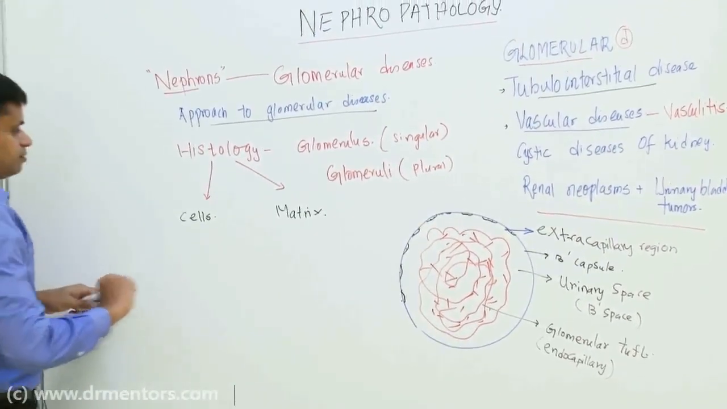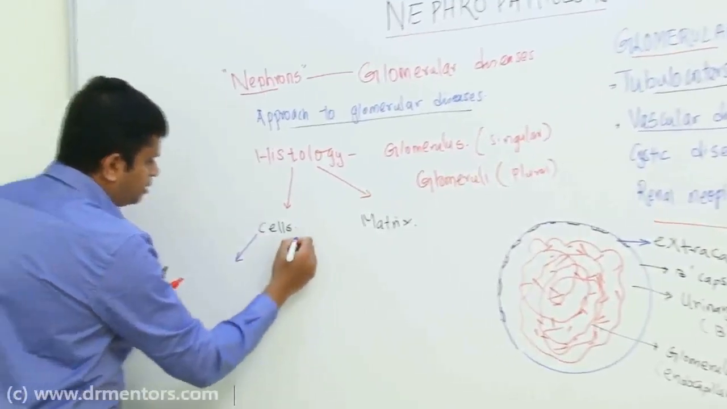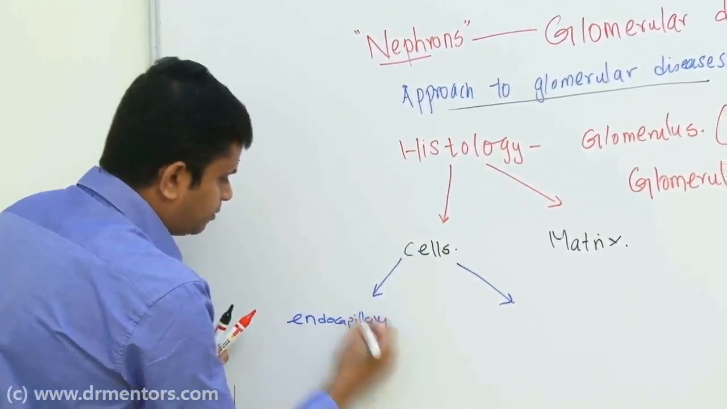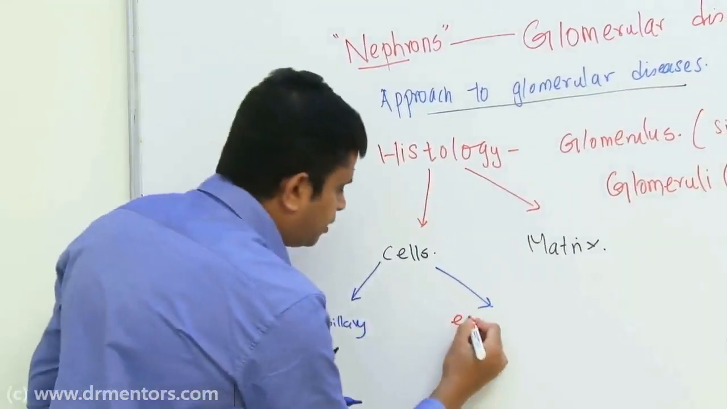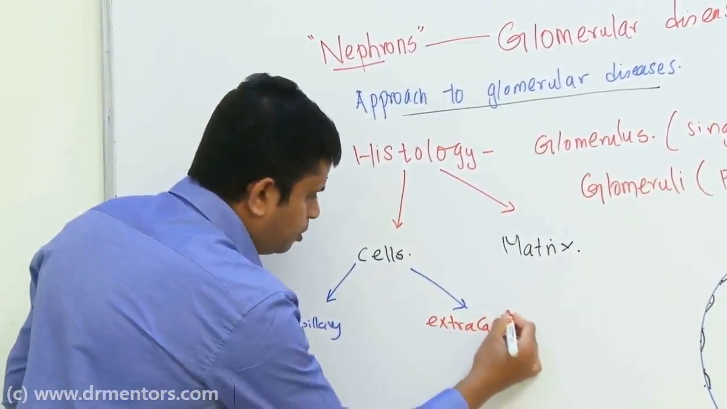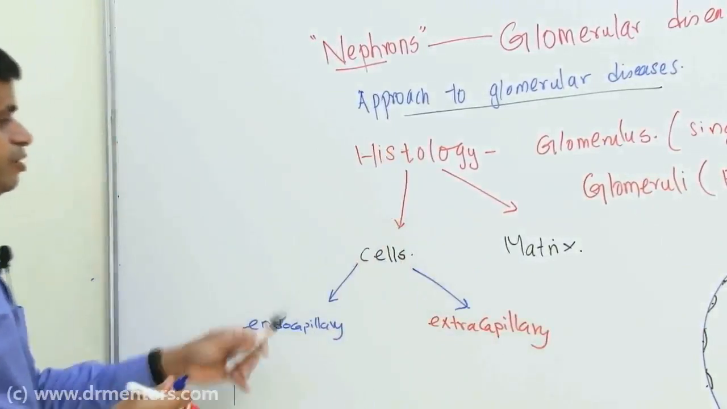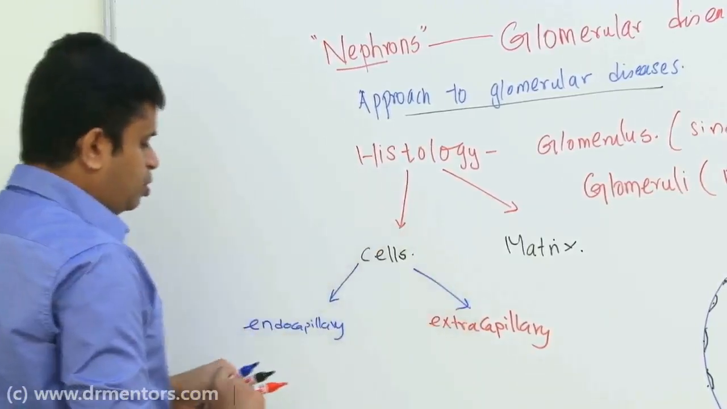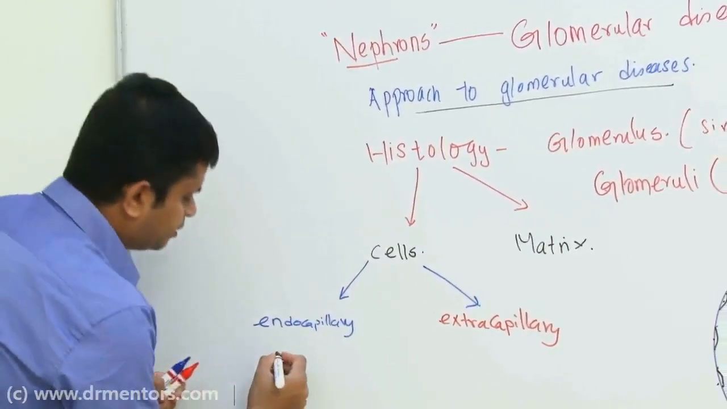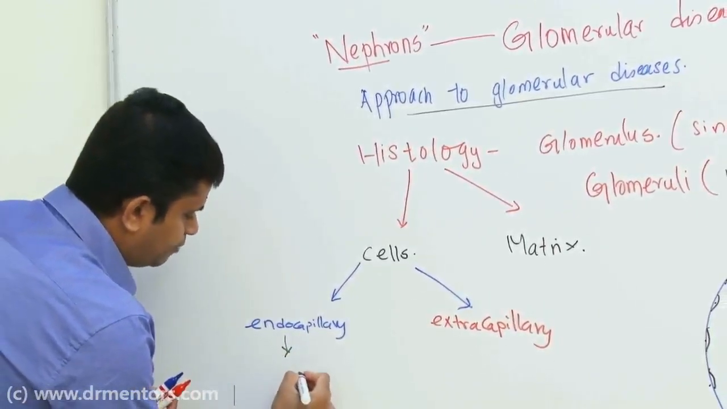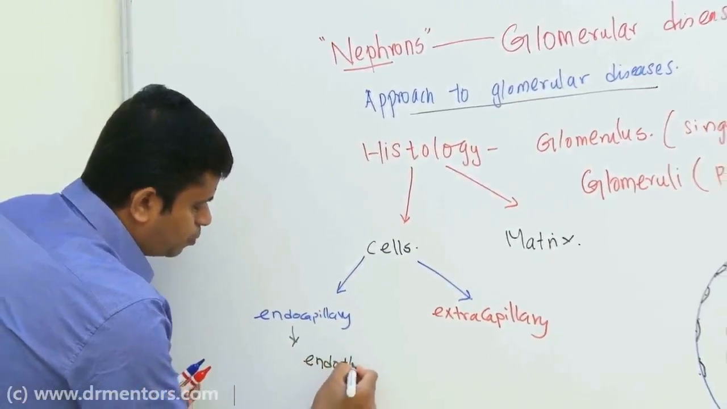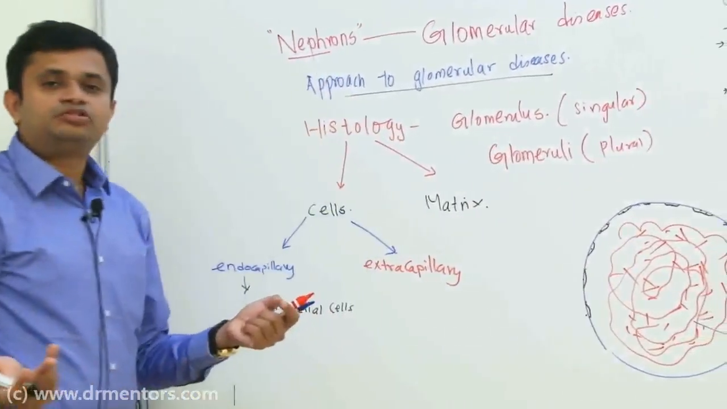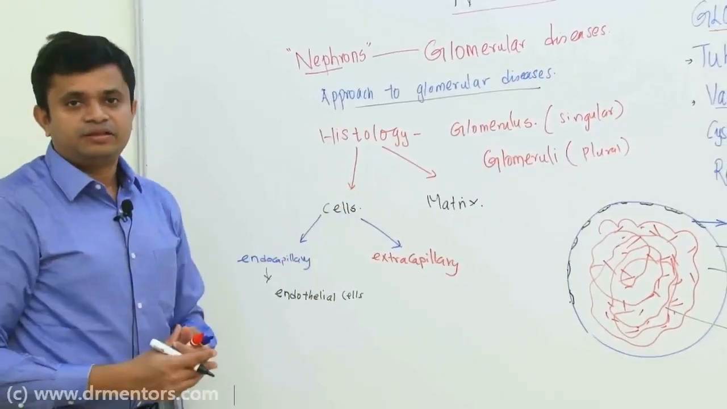I can classify the cells into two main types: endocapillary cells, and extracapillary cells. So there are two types of cells in your glomerulus, endocapillary and extracapillary. What are the cells in the endocapillary cells? Mainly endothelial cells. Why endothelial cells? It's common sense, because I told you it's a tuft of capillaries. Any capillary should be lined by endothelium, so obviously endothelial cells will be there.